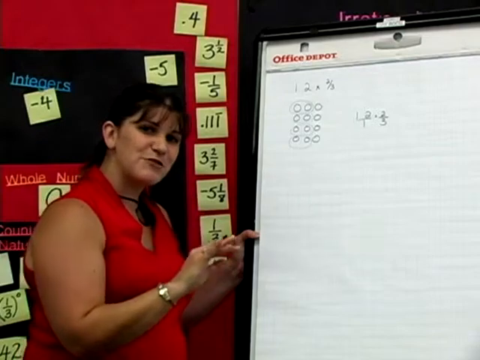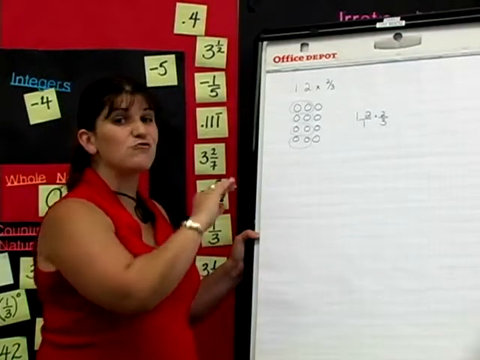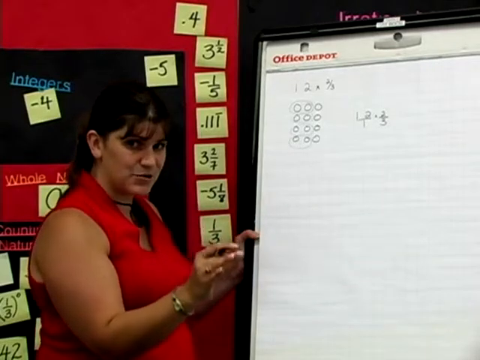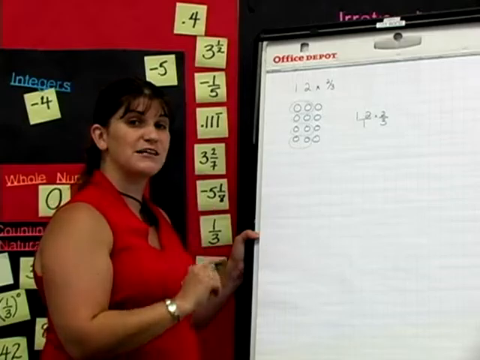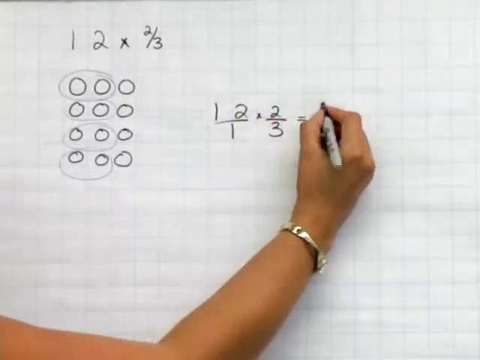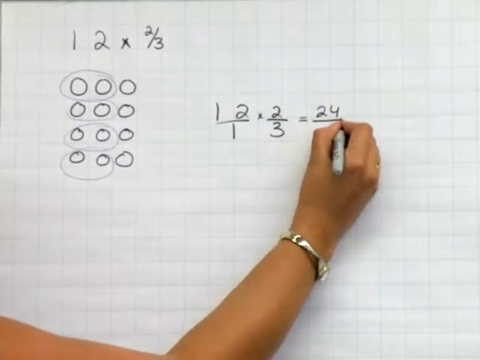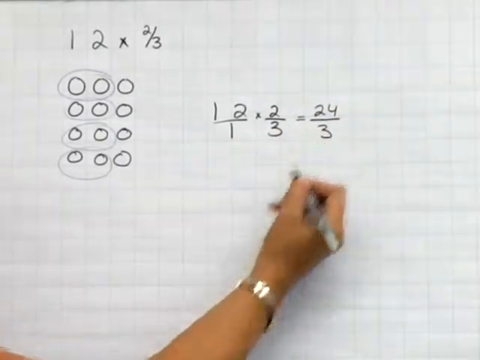Now, when we multiply fractions, it's not like adding and subtracting. You don't only add the numerator. Here we don't only multiply the numerator. We multiply straight across. We multiply first the numerators. 12 times 2 is 24. And then we multiply the denominators. 1 times 3 is 3.